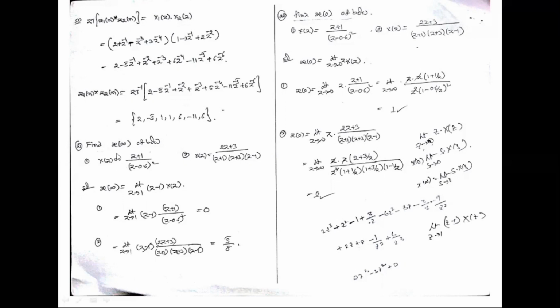Find the x of infinity of the below. What does x of infinity mean? x of infinity is nothing but the final value theorem. It is the final value, nothing but the final value theorem.